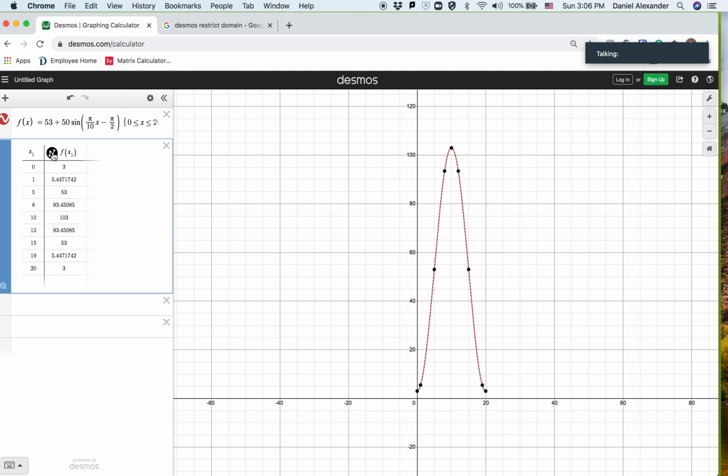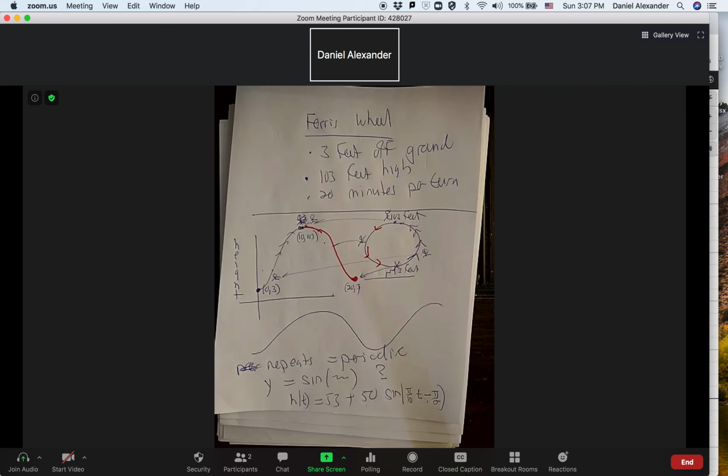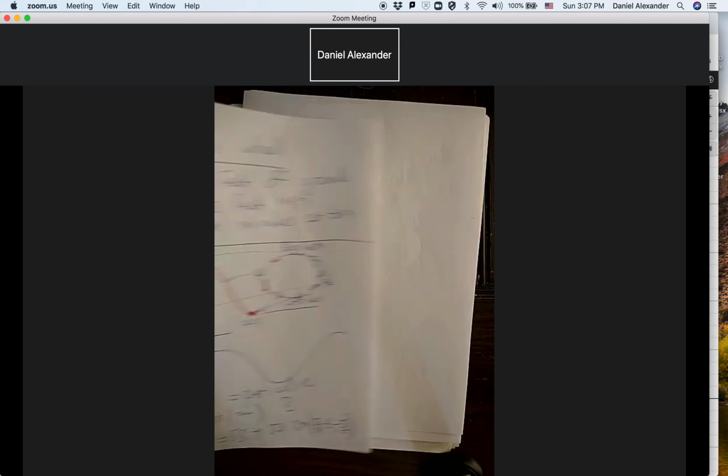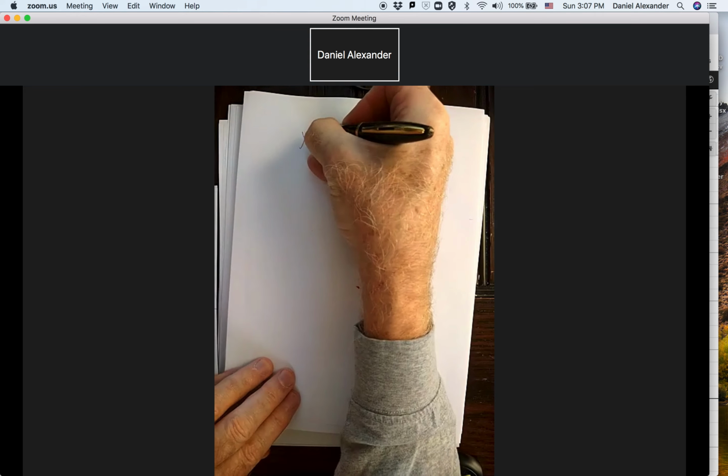Okay, so you see where the points are. Again, the graph looks dead on, so we don't need to look at that anymore. I'm going to stop my share. We're going to go back and answer the problem. So here's the model.